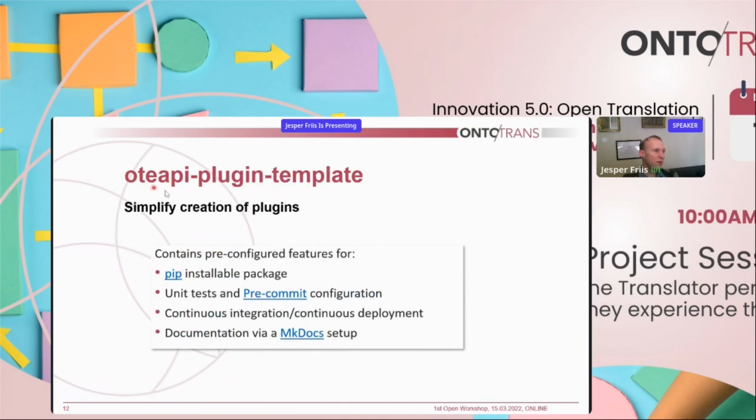Yes, this OT API plugin template. So that is simply a system for making it easier to create your own plugins. It makes it easy for you to make a pip installable package, so a standard package. It contains some unit tests, or at least template code for unit tests, to make it easy for you to employ continuous integration and deployment, and also generate good documentation for your plugins.